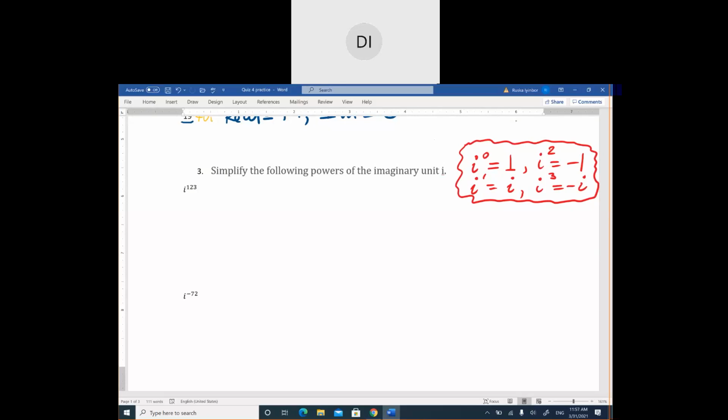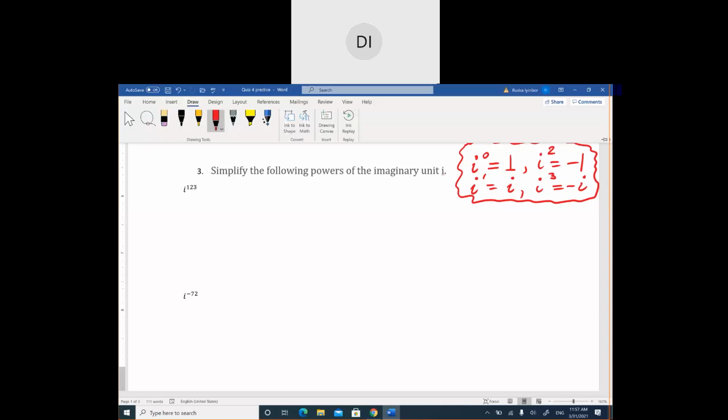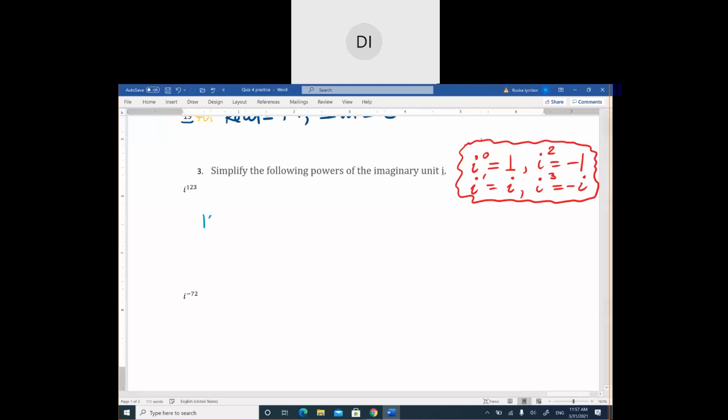Now, how do you know which it is? You're going to divide the given exponent, 123, by 4. And the remainder is going to give you one of these 4 answers. So I'm going to divide 123 by 4.